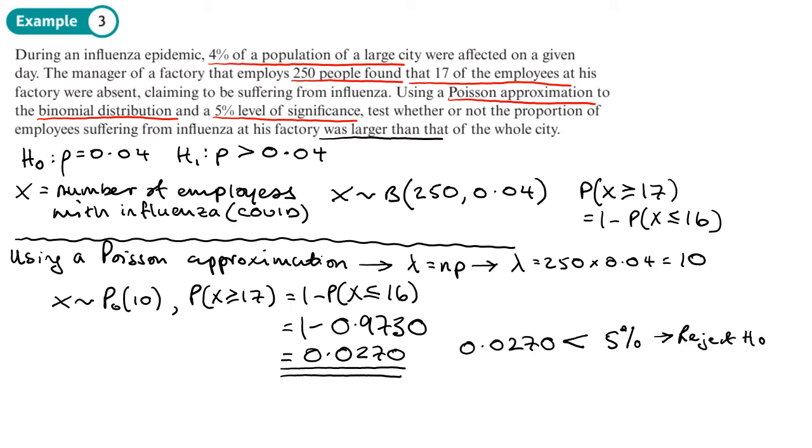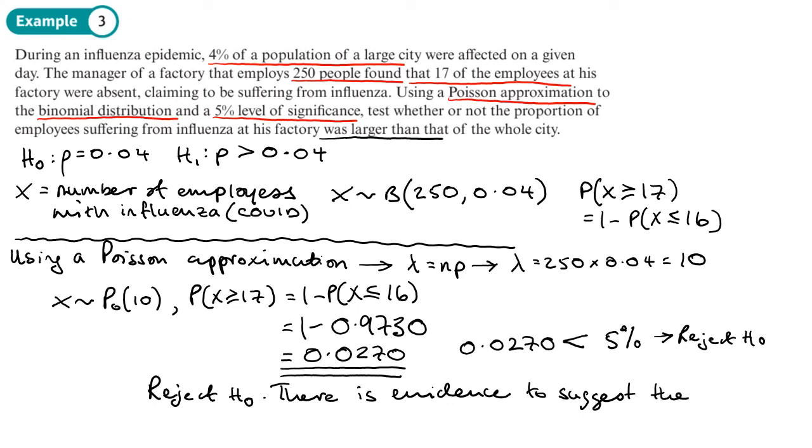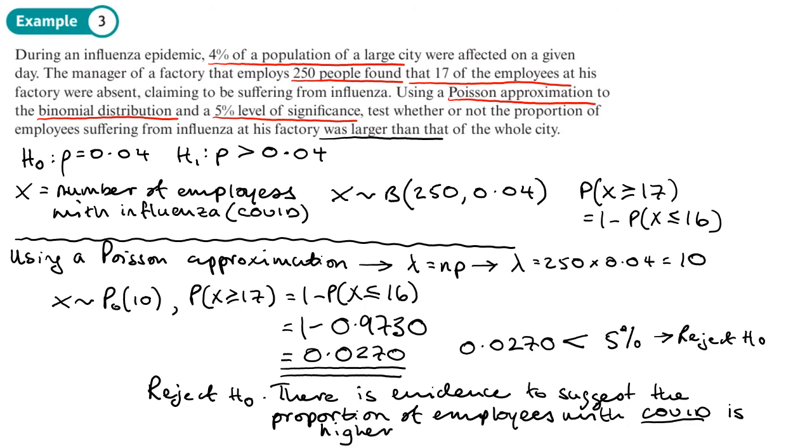So let me answer this one slightly differently. So I'm going to write reject H0, and I would say there is evidence to suggest the number or the proportion of employees with influenza is higher than in the city.